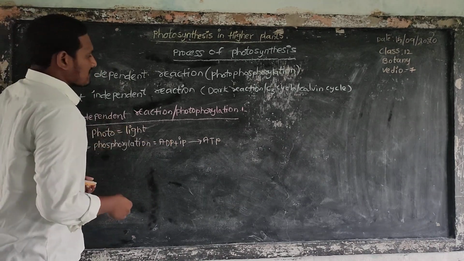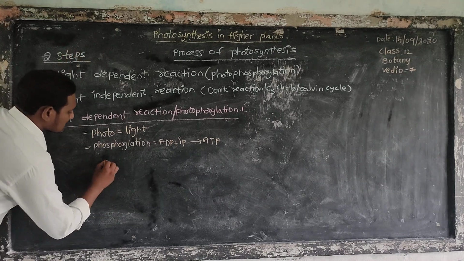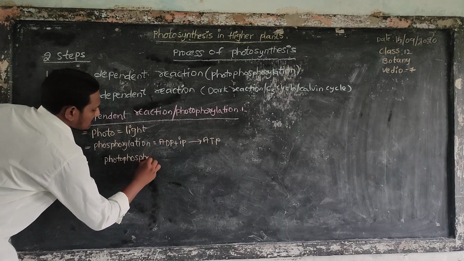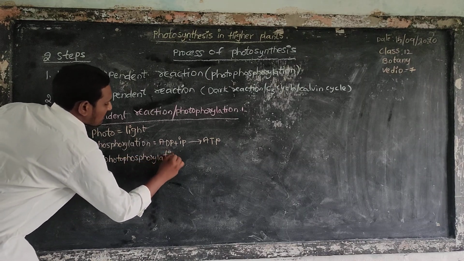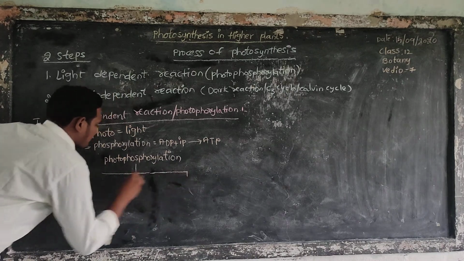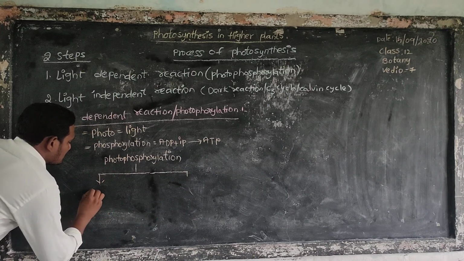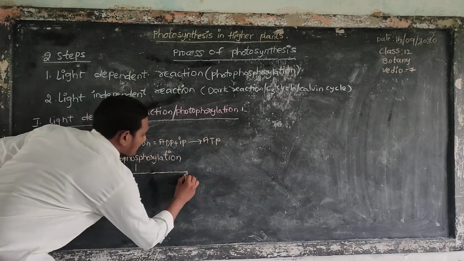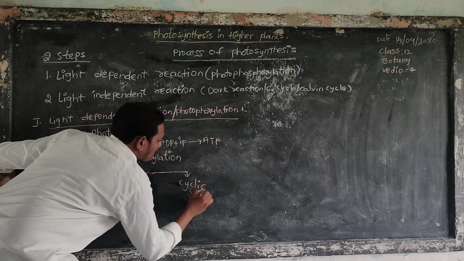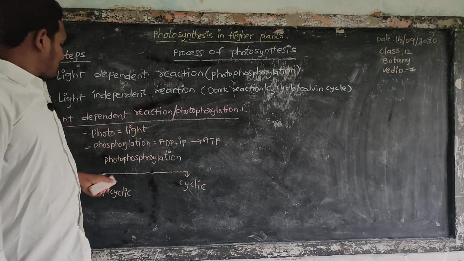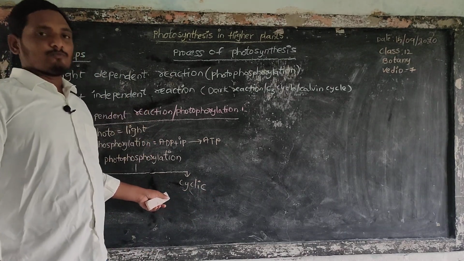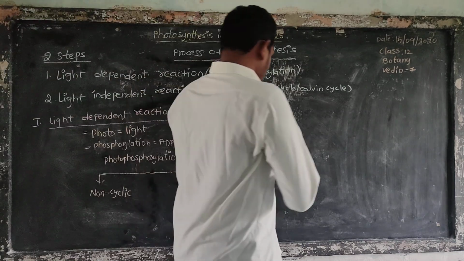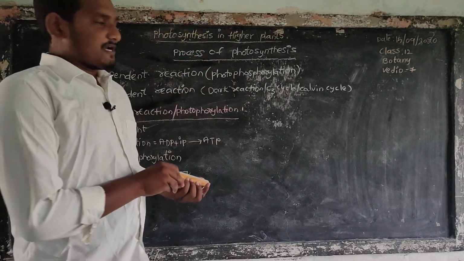This photophosphorylation is again of two types. One is non-cyclic photophosphorylation and the other is cyclic photophosphorylation. So, first of all, we have to take non-cyclic photophosphorylation.